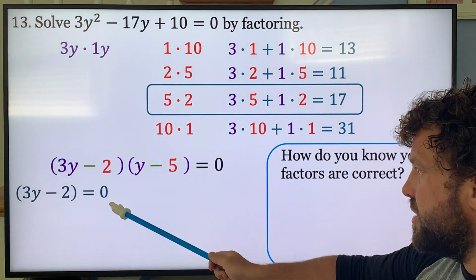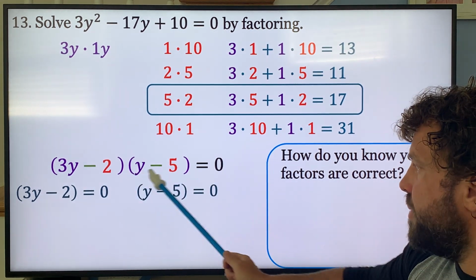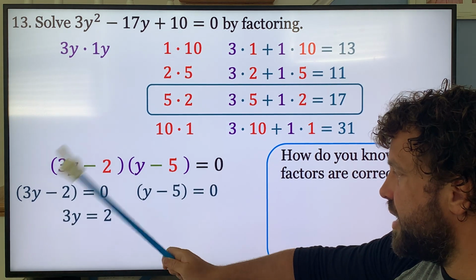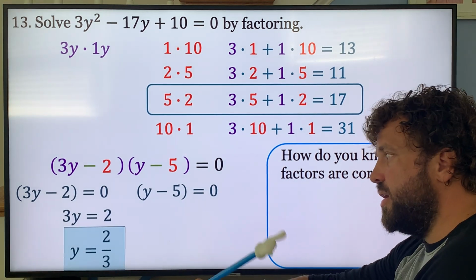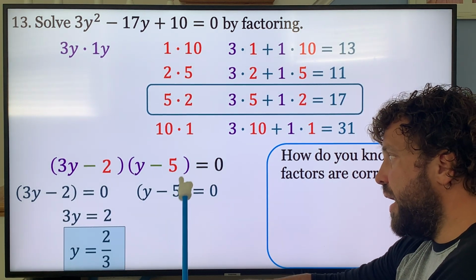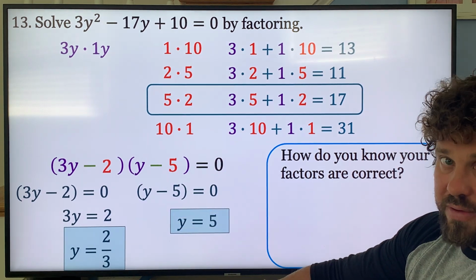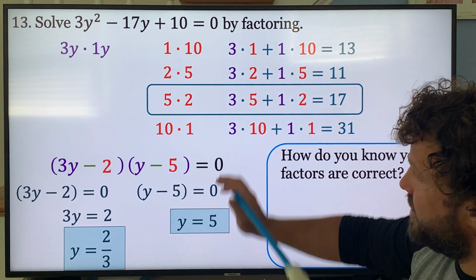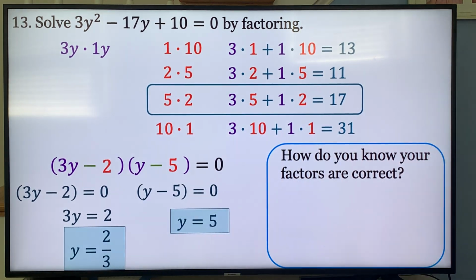3y minus 2 equals 0. And y minus 5 equals 0. To solve for y here, you add 2 to both sides. Divide both sides by 3 and you get y equals 2/3. Add 5 to both sides and you get y equals 5. Alright, so when y equals 2/3 or 5, this equation is true. How do you know your factors are correct?